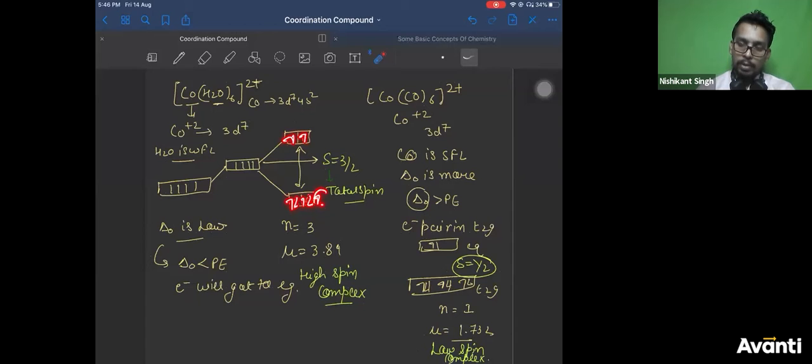Right? How many unpaired electrons? 1, 2, 3. 3 unpaired electrons. So the magnetic moment was 3.89. Was it a high spin complex or low spin complex? It was a high spin complex because the electron was jumping to EG.